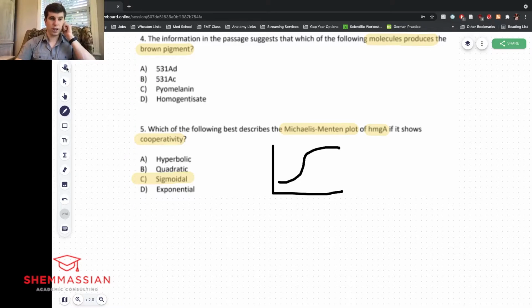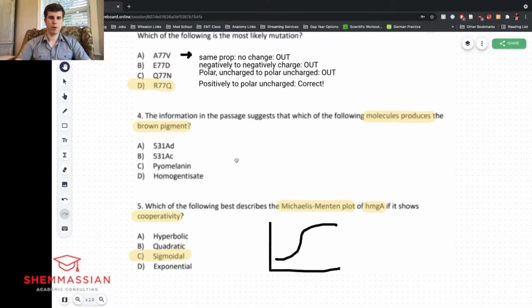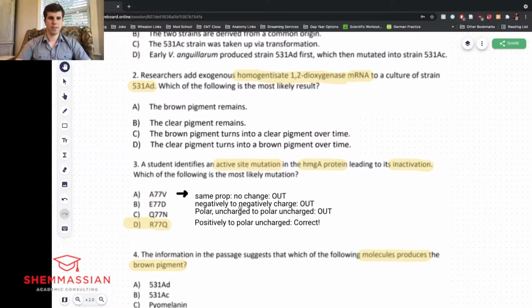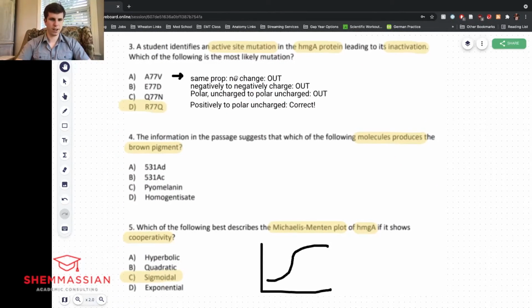Okay, so this is great. We had 5 questions. Just by starting with the questions and approaching them, we were able to answer 2 of them without reading the passage yet. So that's kind of nice.